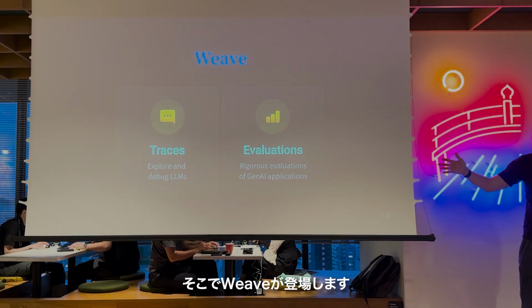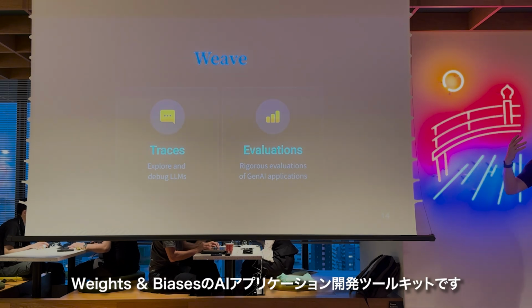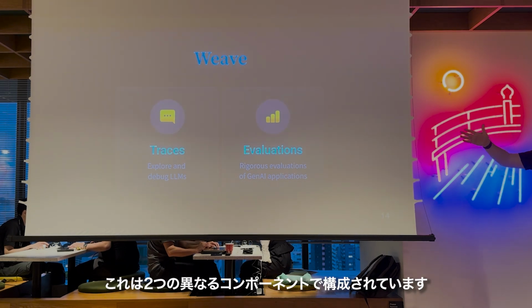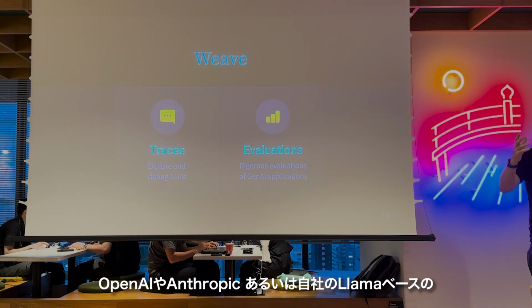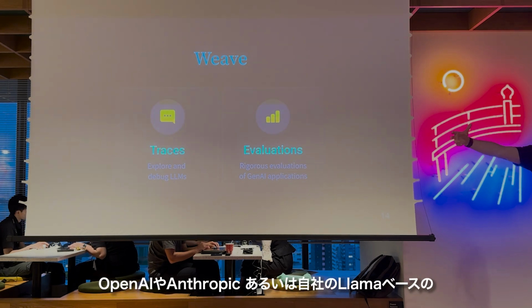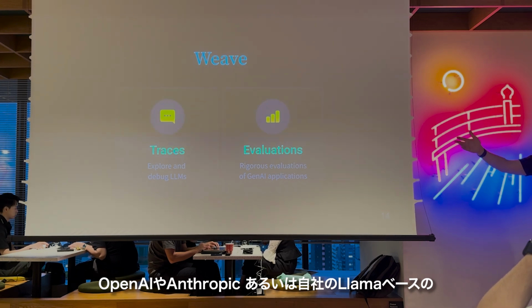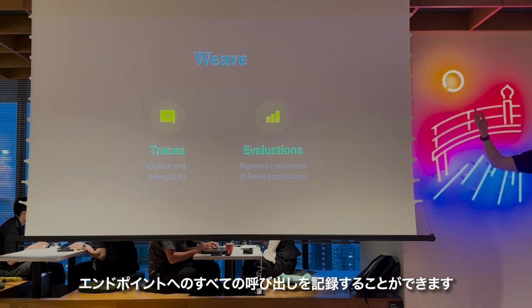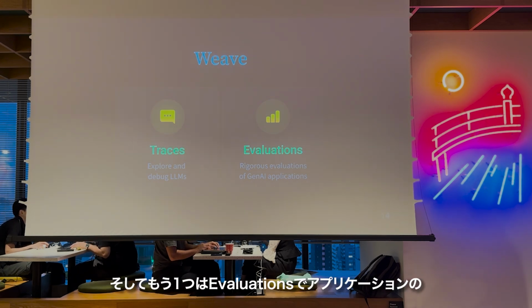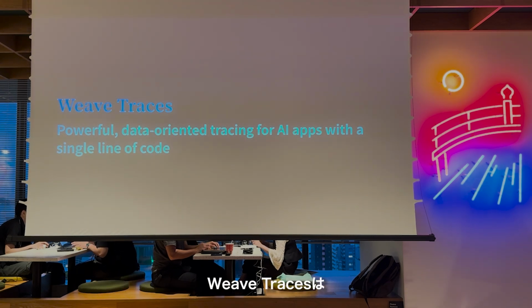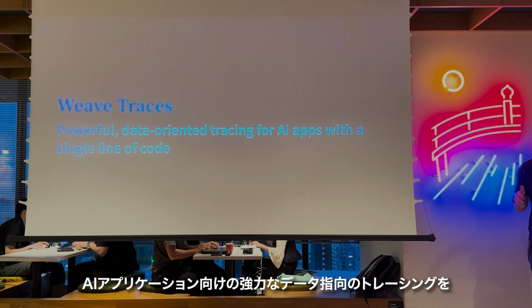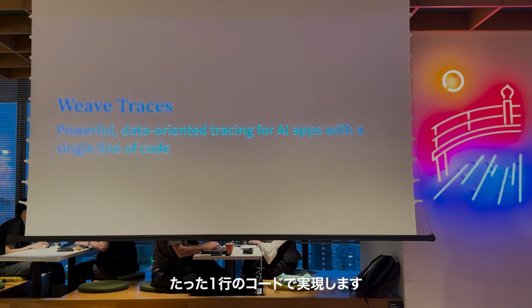So that's where Weave comes in, Weights and Biases' AI application development toolkit. It's comprised of 2 different components. One is traces, which is tracking everything. It allows you to keep track of all of the calls you make to, say, OpenAI or Anthropic or your own internal Llama-based endpoint. And then evaluations, which give you a rigorous way to measure how good your application is actually doing. So Weave traces are powerful data-oriented tracing for AI apps with a single line of code.